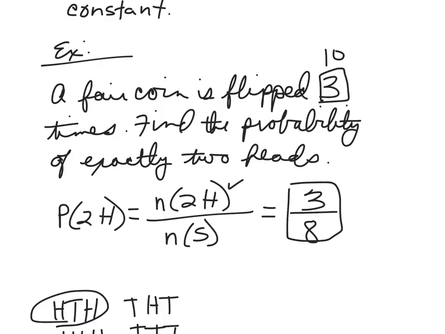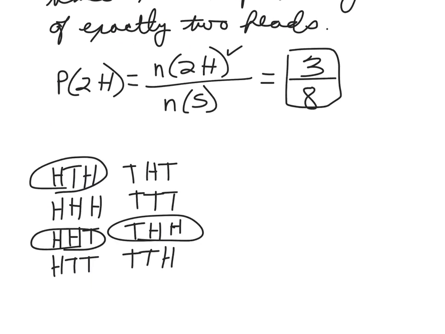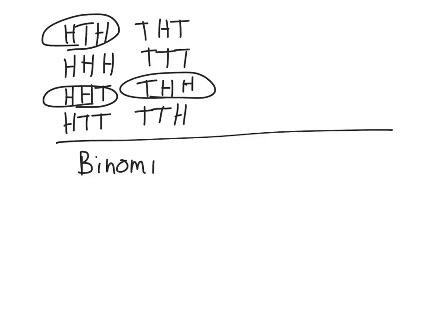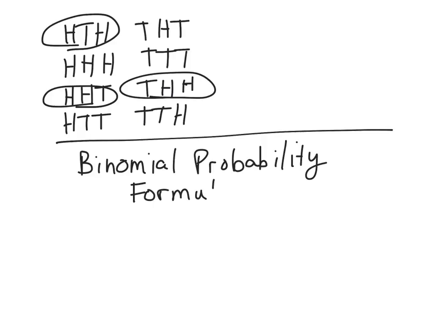So let's look at what your book gives us to help us find probabilities anytime you have a binomial experiment. And so what they give us is something called the binomial probability formula. In my statistics class, that book calls this the binomial probability distribution function.